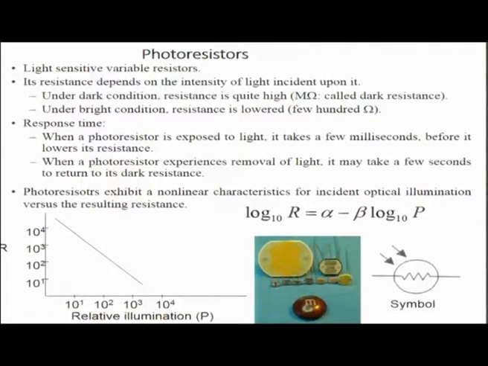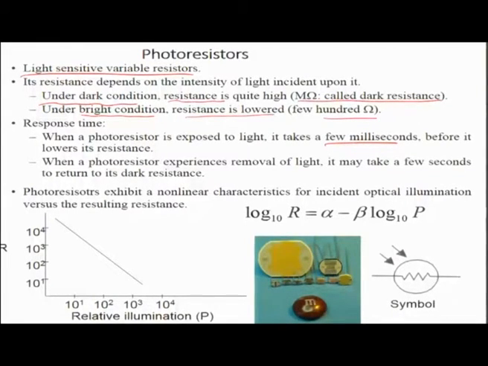Another class of optical sensors could be photoresistors. These are light sensitive variable resistors. The material is one where the resistance depends on the intensity of light incident upon it. For example, under dark conditions, the resistance typically would be very high. This is typically called the dark resistance, almost in the mega ohm range. And as the intensity of the radiation increases, the resistance is lowered to a few hundred ohms. So there is a large operation range of these photoresistors. They have excellent response time. It takes about a few milliseconds to lower the resistance, at least compared to some of the mechanical devices. This is on a much faster scale.